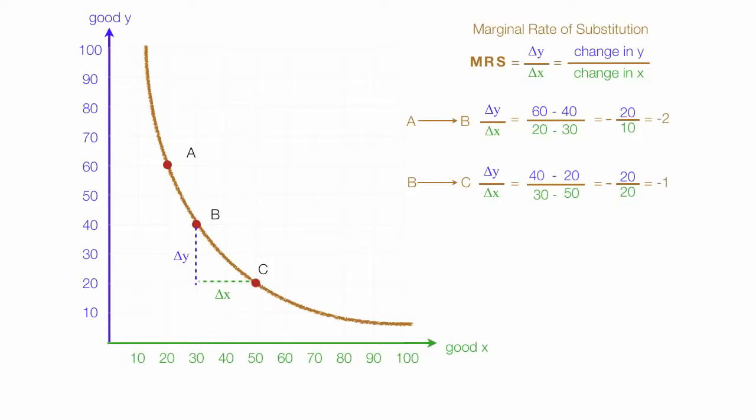The marginal rate of substitution from going to point A to point B is negative 2. Another way to think about this is when I move from point A to point B, I give up 2y to get 1x. The marginal rate of substitution from going to point B to point C is negative 1. In other words, I give up 1y to get 1x. This is called diminishing marginal rate of substitution.